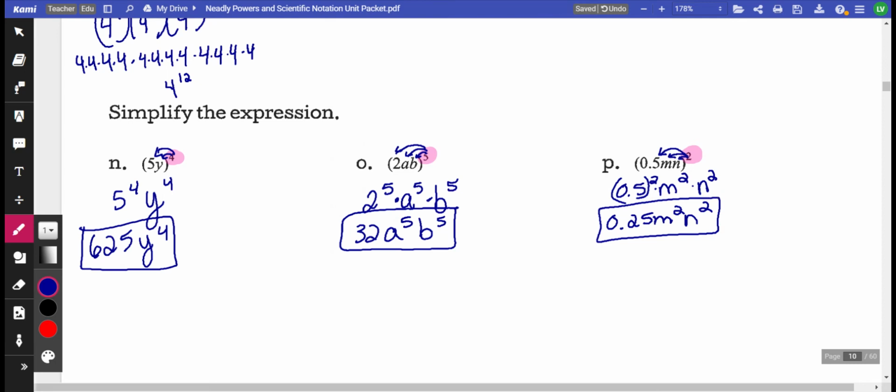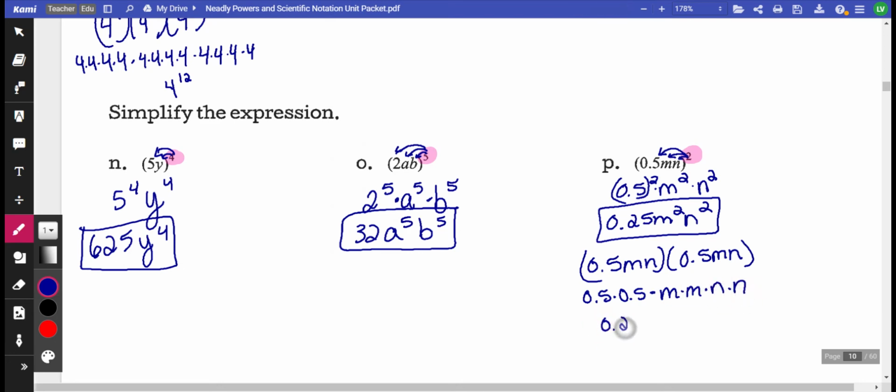If you wanted, I'll show on letter P, you could have expanded it out as 5/10 mn times quantity 5/10 mn. Then you want to put your like terms together of 5/10 times 5/10 times m times m times n times n. Still going to give me 25 hundredths m squared n squared, just a different way of showing that work.